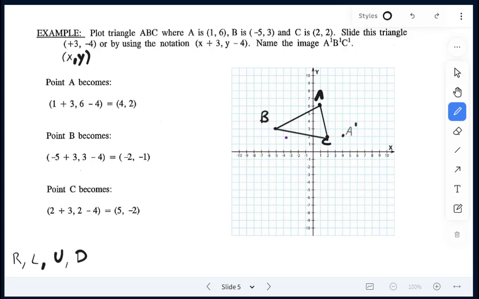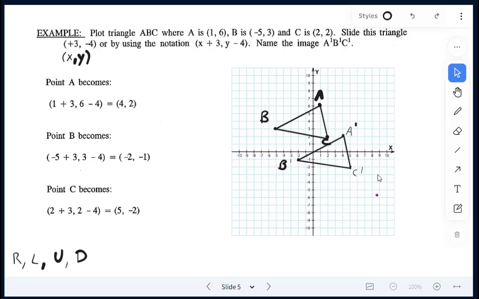Our next point, B, same thing, over 3 to the right, 1, 2, 3, and down 4, 1, 2, 3, 4. There's our new point. And if we double check that by adding 3 and subtracting 4 to our x and y points, it should be at negative 2, negative 1, and it is. So we'll call that point B prime. And our point C, again, we can just go over 3 to the right, 1, 2, 3, and down 4, 1, 2, 3, 4, and there's our C prime. And we can double check that. It's at 5, negative 2, which is correct. And now we just have to connect the points and draw our triangle.